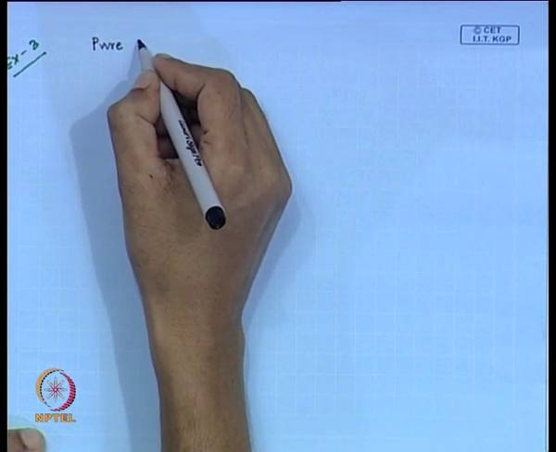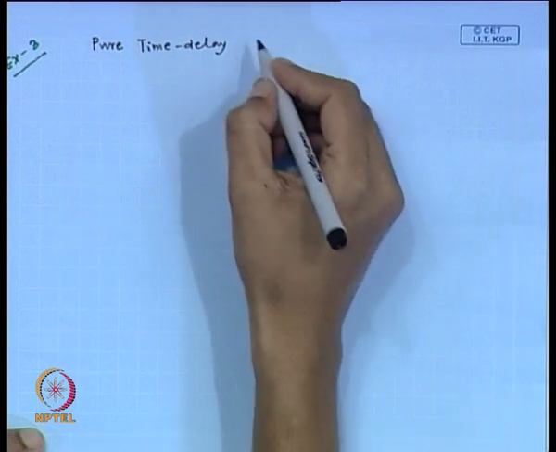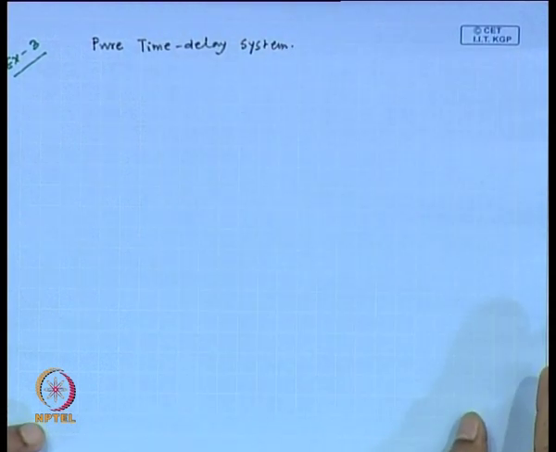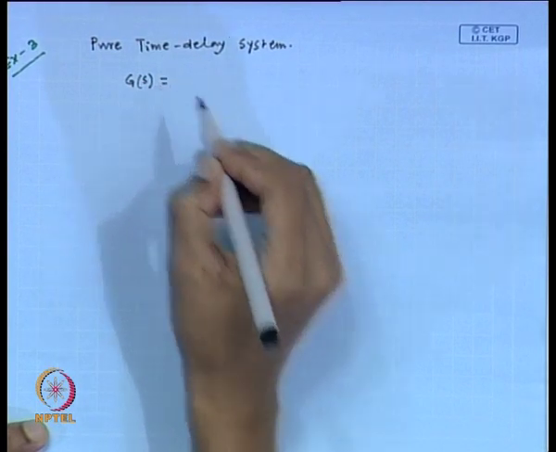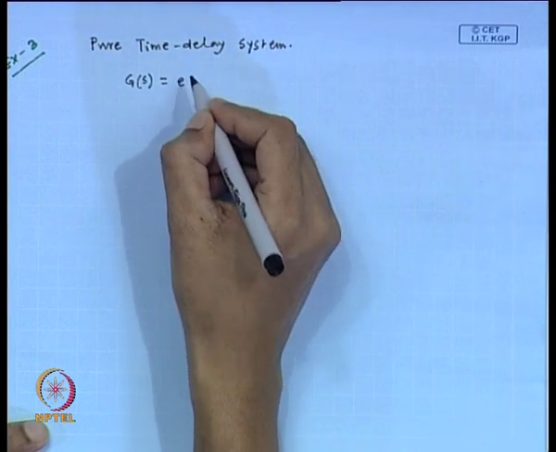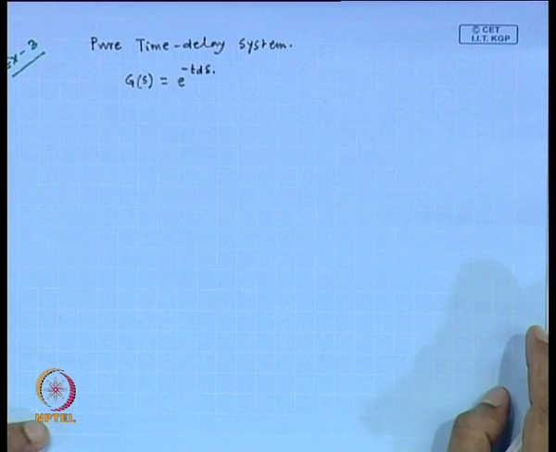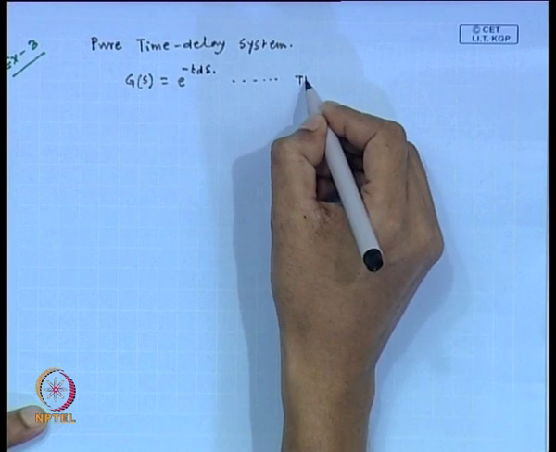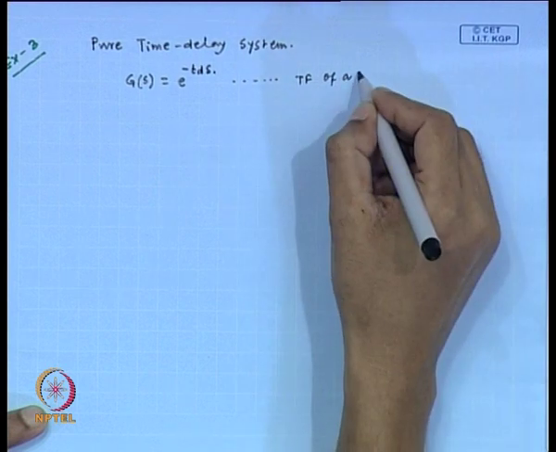Pure time delay system. How we can represent the pure time delay system? I mean, what is the transfer function? G(s) is equal to exponential of minus T_D s, T_D is the dead time. So, this is the transfer function of a time delay system.